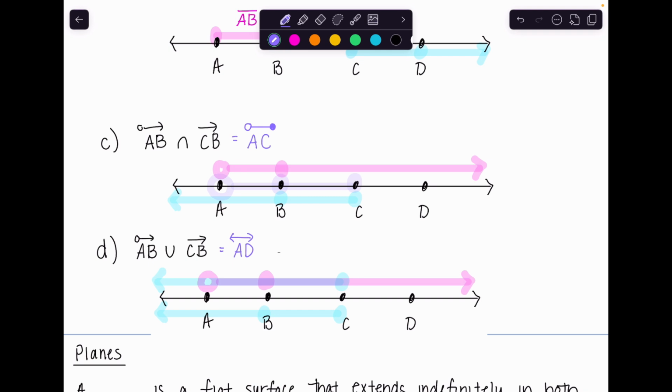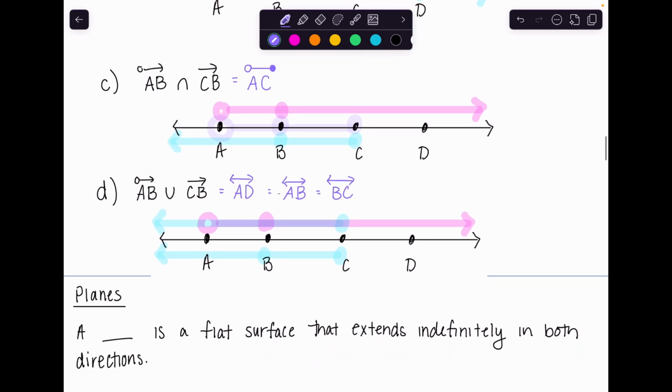Okay. Now I'm just using the notation A to D because, well, that's the line they told me at the very beginning. However, you could also say this starts at A and heads in B's direction forever. You could say this is line BC. You can use any two points to describe that. Okay.